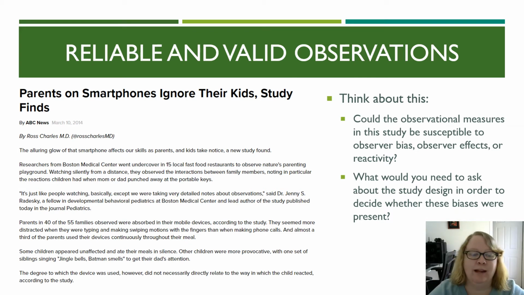You can think about how that might work here. Say that the researcher, the observer who's making these observations, has their own hypothesis, or knows the hypothesis for the study: that if people are on their mobile devices they're going to be distracted, they're not going to pay attention to their kids, they're going to ignore their kids. If you have that belief, then that can bias what you see. So you might observe something that objectively maybe isn't indicative of ignoring kids, but you might record it that way because that's what you believe.